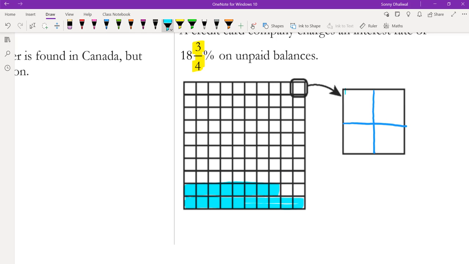Then, how many do we shade in, Henry? 3. And it's up to you which ones you shade in, but you're only shading in 3. All right. Then you also try to replicate that a little bit on here, just so you can tell it came from there. All right. So that's it.